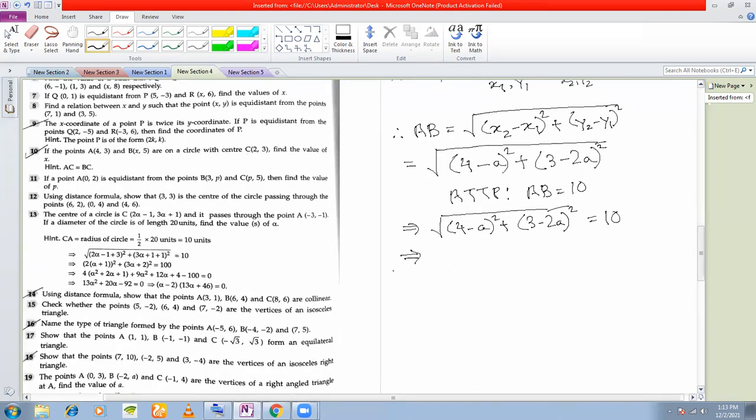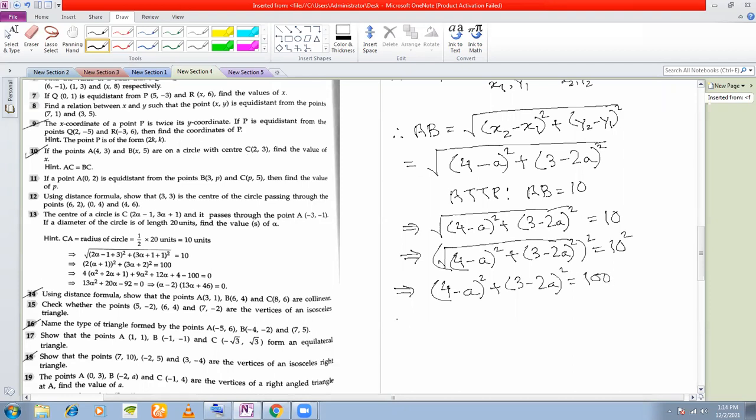So in order to solve, we must remove the radical first. How do you remove the radicals? You square both sides. The radical will be removed. So (4 minus a) whole square plus (3 minus 2a) whole square, squared, is equal to 10 square. The left hand side is squared, so we can conveniently remove the radical now. And this 10 square becomes 100.